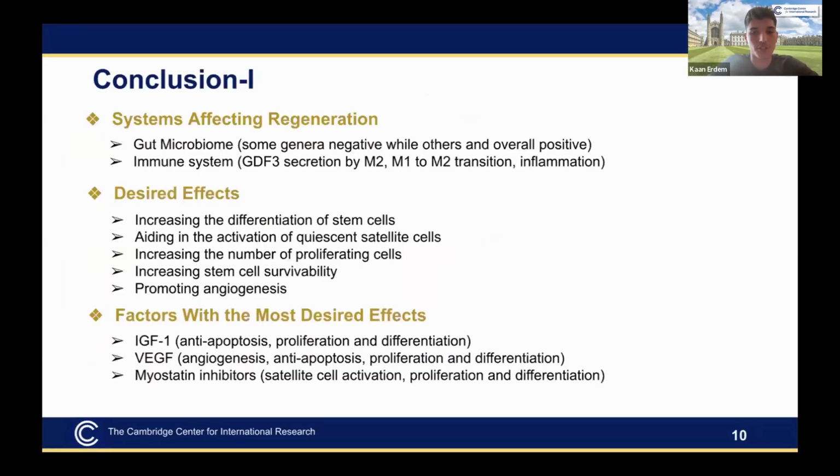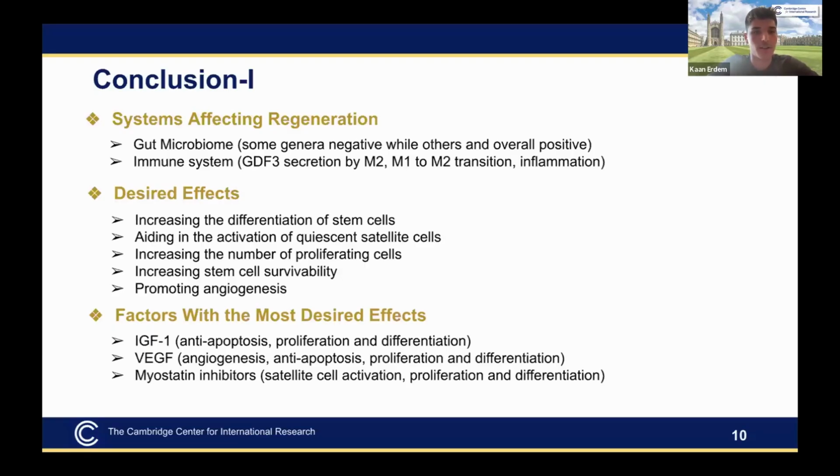So in general, the conclusions that I made in this paper are that there are some systems affecting regeneration which should be looked into, such as the gut microbiome, with some genera of bacteria being negative while others are positive, and overall the gut microbiome being positive, and the immune system, and this affects regeneration through GDF3 secretion by M2 macrophages, the M1 to M2 phenotype transition in macrophages, which is important for regeneration, and the negative effects of inflammation.